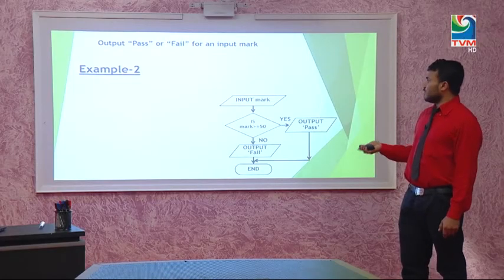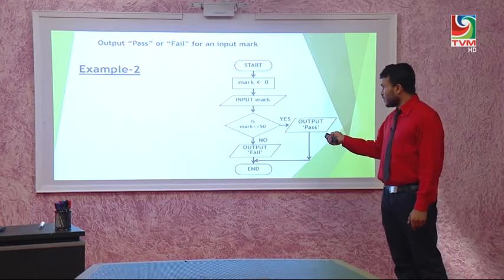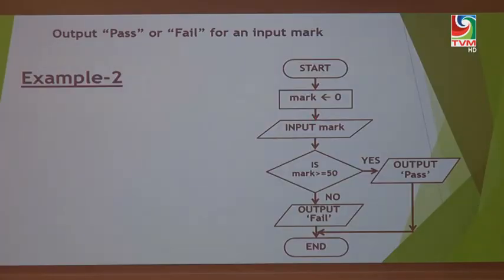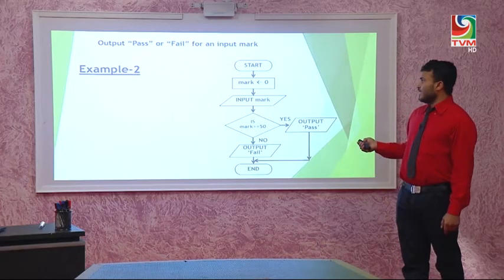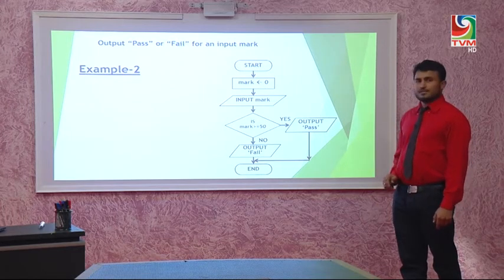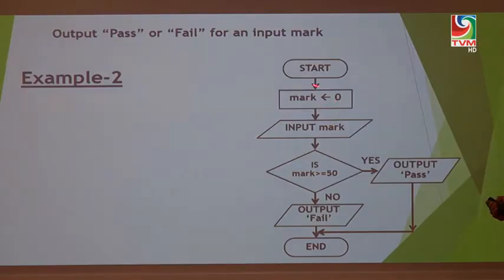This is also one small example of how to write an algorithm. Here also I have set mark to 0. The reason is the initial value of all the variables should be 0. That is the reason I set mark as 0. Now in this flow chart, you can say mark is a variable, input is a statement. Variables are symbols used to store values during algorithms.